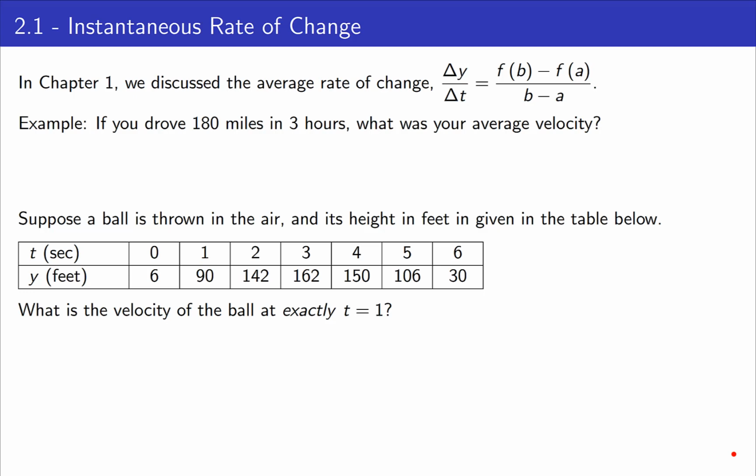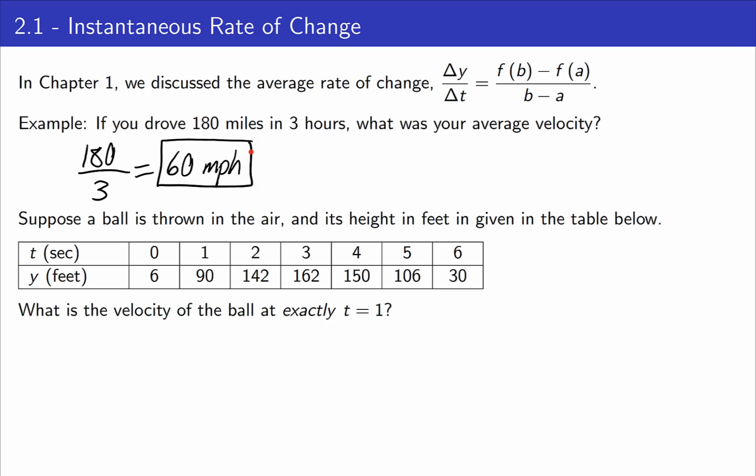As a quick example, if you drove 180 miles and you did that in a 3-hour period, what was your average velocity? Remember, velocity was distance over time, so this one is really nothing more than doing 180 miles divided by 3 hours, and that's 60, which would be in miles per hour.